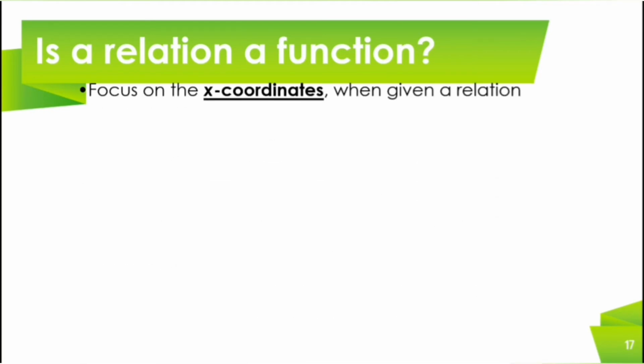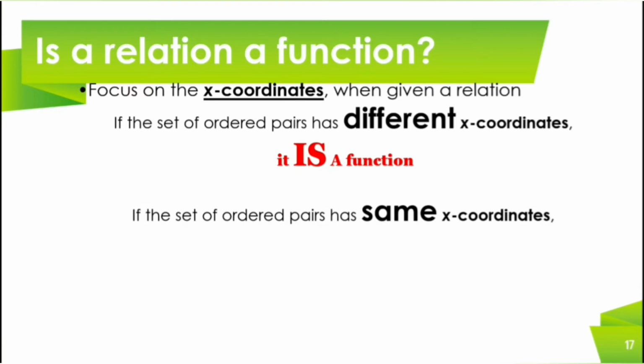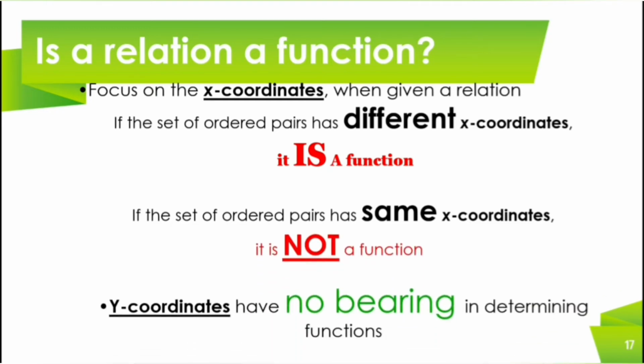Let's focus first on the x-coordinate when given a relation. If the set of ordered pairs has different x-coordinates, therefore, it is a function. If the set of ordered pairs has same x-coordinates, it is not a function. So, y-coordinates have no bearing in determining a function. Isa lang po yung tandaan natin. Dapat isa lang yung nasa x-coordinate. Hindi pwede yung pare-pareho.